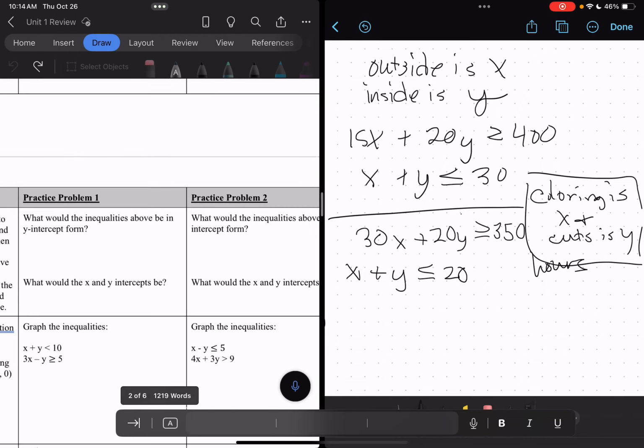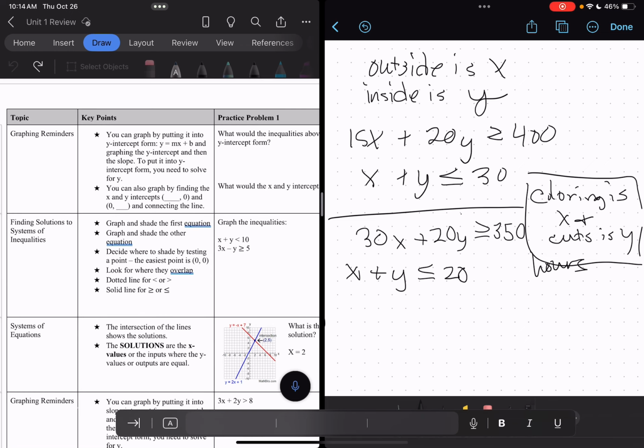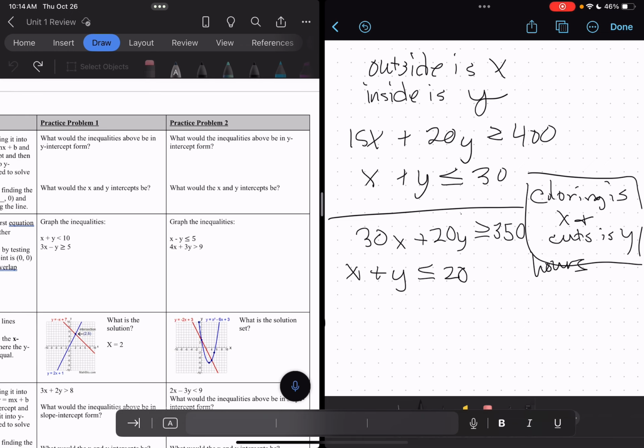Okay, let's look at our next one, some graphing reminders. So these are just some reminders for graphing. In order to graph, especially if we're looking at our TI-84s, right? We need to put it in slope-intercept form or y-intercept form. And so in order to do that, I have to solve for y. So let's do that for the first set of inequalities.